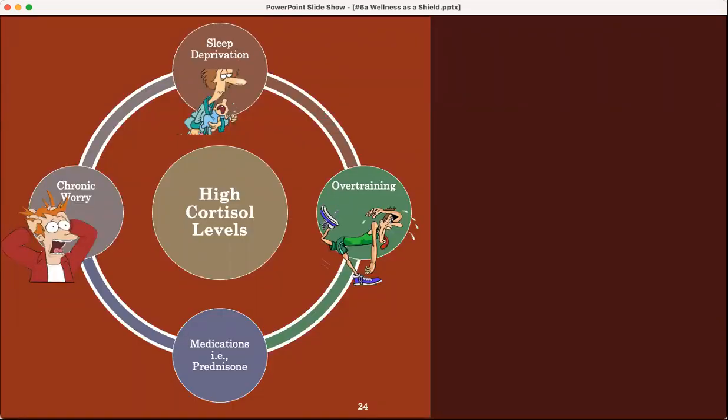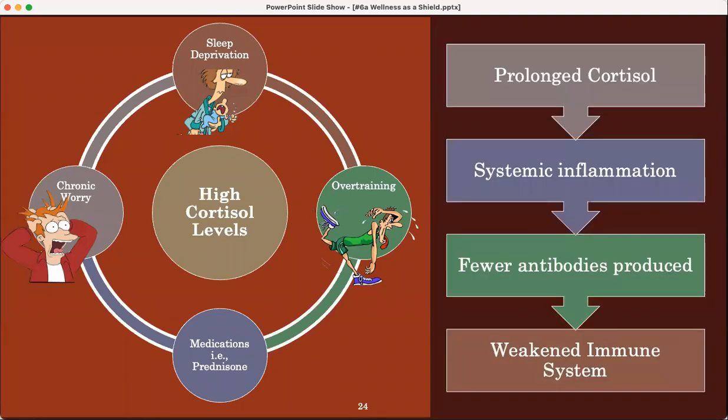Now, overtraining causes high cortisol levels. And other causes of high cortisol are the chronic worry state, sleep deprivation, and medications like prednisone, immunosuppressive medications. So prolonged cortisol causes systemic inflammation. You produce fewer antibodies and you develop a weakened immune system.